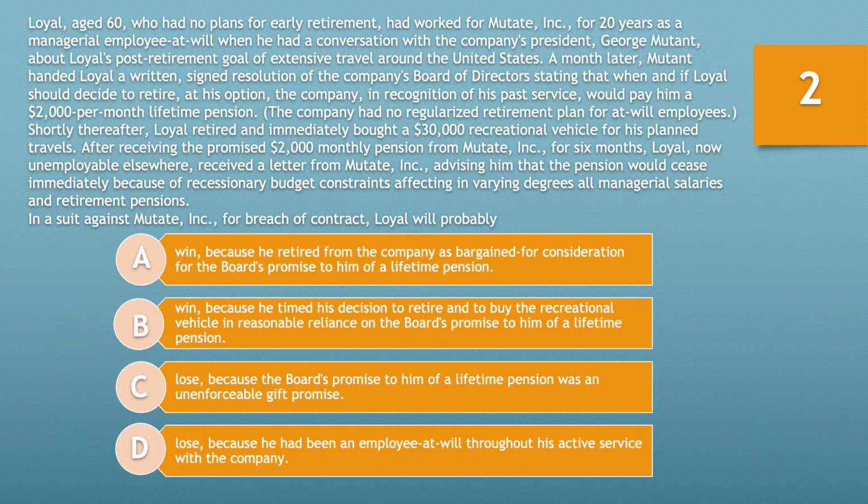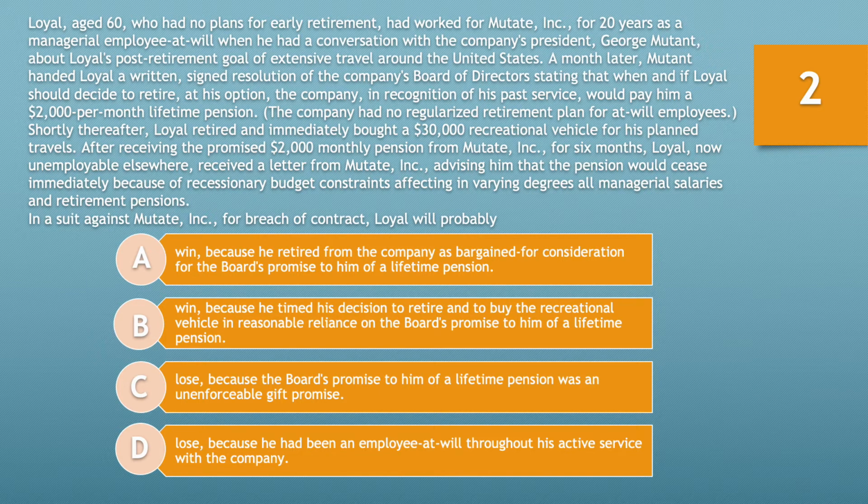advising him that the pension would cease immediately because of recessionary budgetary constraints, affecting in varying degrees all managerial salaries and retirement pensions. In a suit against Mutate Inc. for breach of contract, Loyal will probably A. win because he retired from the company as bargained for consideration for the board's promise to him of a lifetime pension. B. Win because his decision to retire and to buy the recreational vehicle in reasonable reliance of the board's promise to him of a lifetime pension.